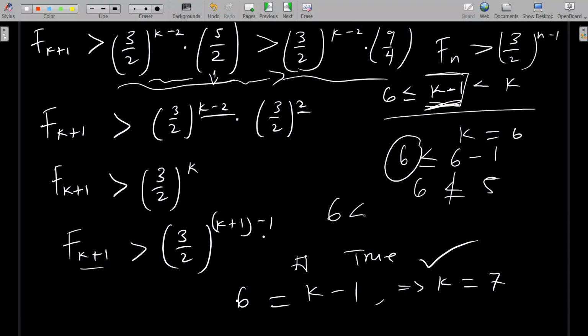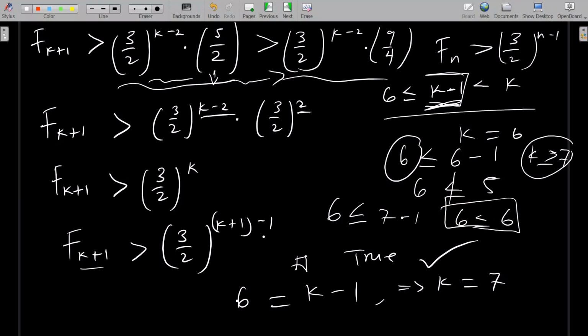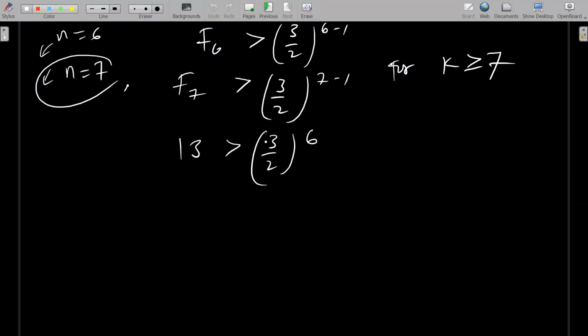That indeed 6 is less than or equal to, we said k is greater than or equal to 7, the new base case we had. And that when k is equal to 7, you have 7 minus 1, and that's going to be 6 is less than or equal to 6. And the equality will hold. I hope this makes sense, right? So yeah, that is all about strong induction.